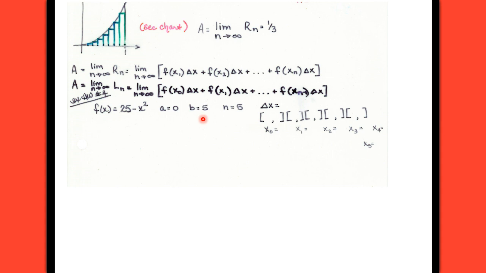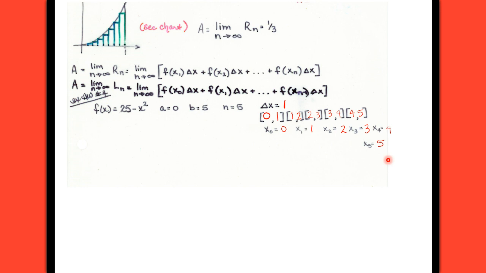So we could get that with common sense, but we could also use our formula for change in x, because change in x is b minus a divided by n, so that would be 5 over 5, which is 1. So my first interval is going to start at 0 and be 1 unit wide. So we'll go 0 to 1, 1 to 2, 2 to 3, 3 to 4, and 4 to 5. That makes x sub 0 equal 0, x sub 1 is 1, x sub 2 is 2, x sub 3 is 3, x sub 4 is 4, and x sub 5 is 5.